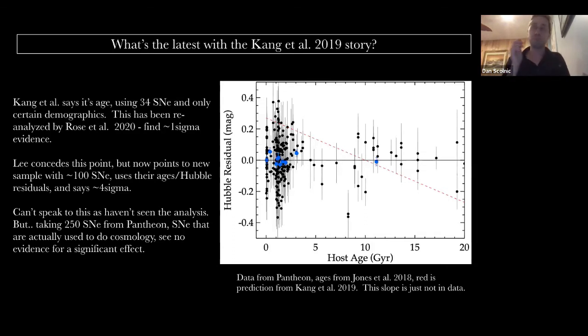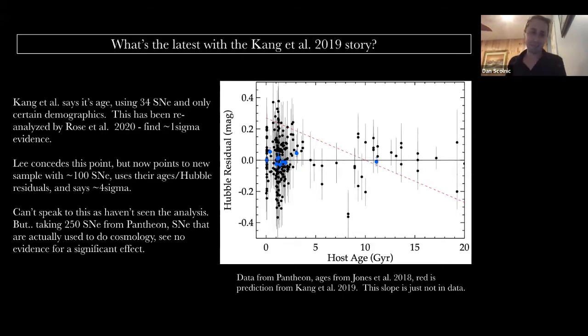But then I was part of a group led by Ben Rose, who's actually starting at Duke next week. The paper showed that if you just do a better quality cut on the light curves, since a lot of the light curves were missing pre-max data, which makes your fits pretty screwy, then the effect goes to about 1 sigma. Last week I saw in the video that Youngwook took this other paper led by Rose and this different sample, used their ages and their Hubble residuals, and said now it's a 4 sigma effect.